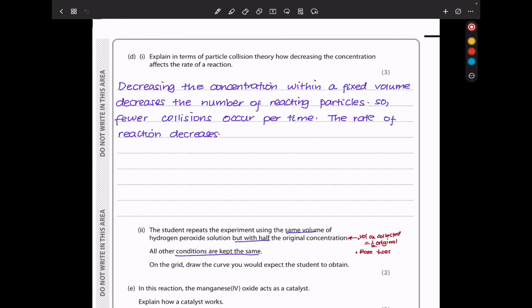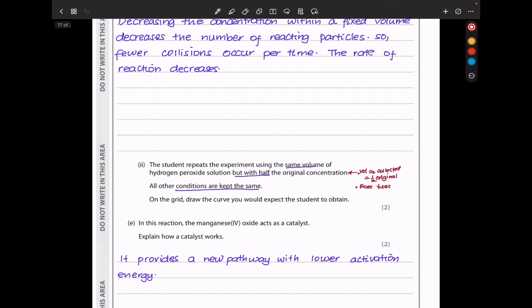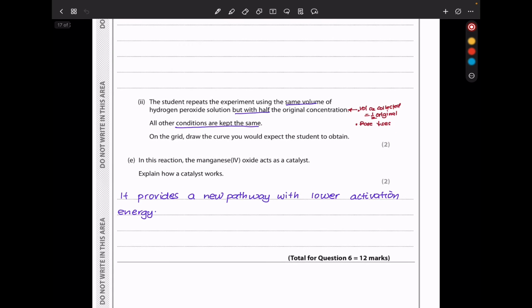In part D, explain in terms of particle collision theory how decreasing the concentration affects the rate of reaction. If the concentration of reactants is decreased within the same volume, it means the number of moles are going to be decreased. There are fewer reactant particles, and so there will be fewer collisions, meaning the rate of reaction is going to be slowed down. So I said decreasing the concentration within a fixed volume decreases the number of reacting particles, so fewer collisions occur per time, and the rate of reaction is going to decrease.